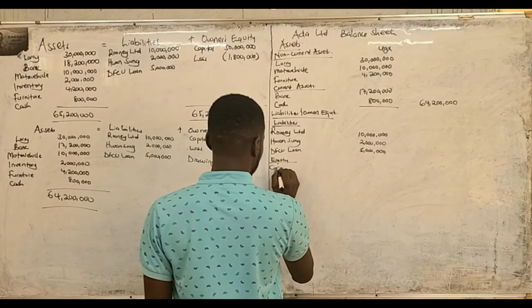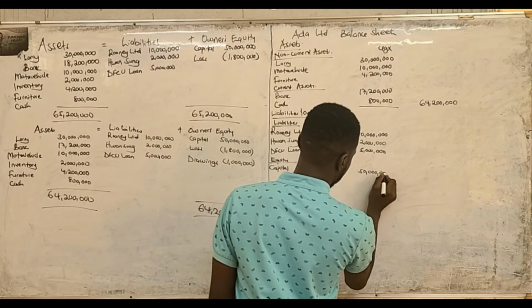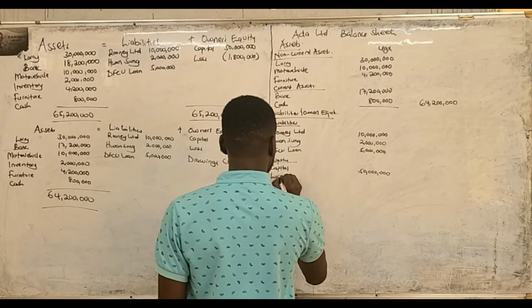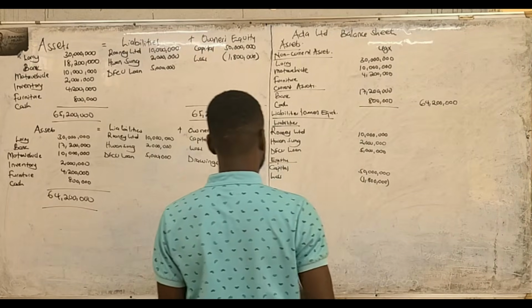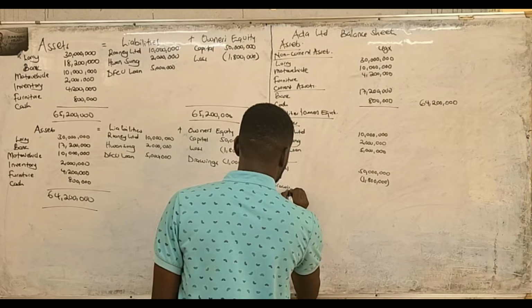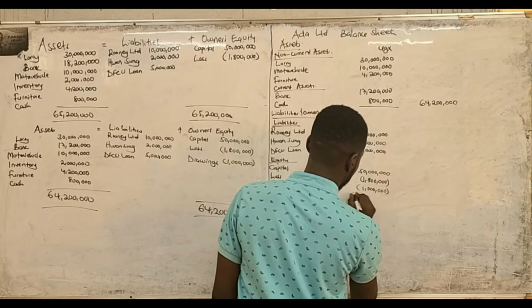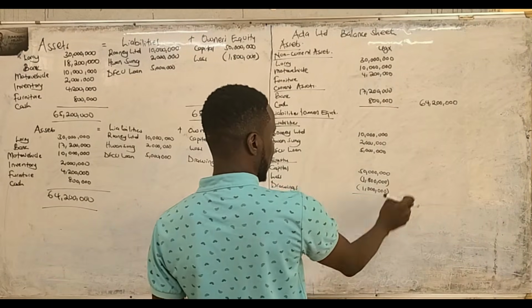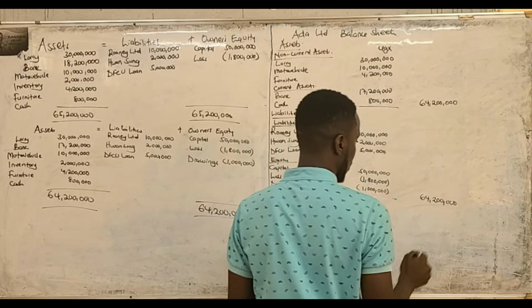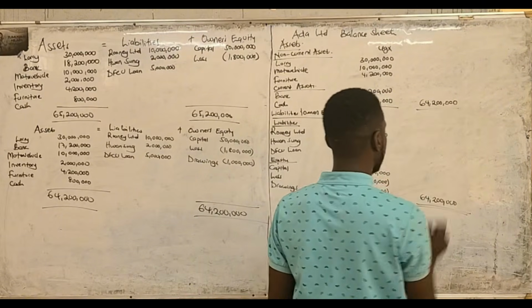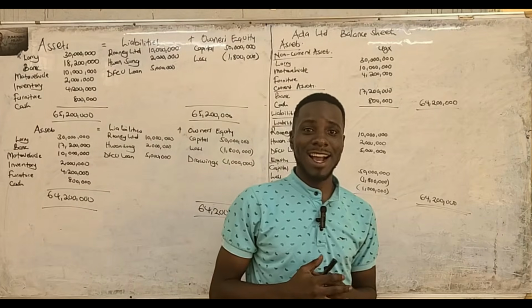Equity, we shall have our capital, and our capital is 50 millions. And then we have our loss, 1,800,000, and then we shall have our drawings, which is 1 million. So when you do the mathematics, add here, then after subtract these two, you're going to get 64,200,000. So it means the balance sheet is balancing. So that's all about the accounting equation.